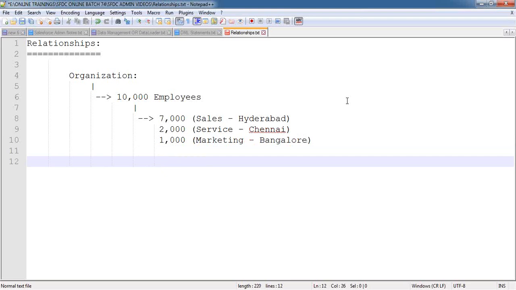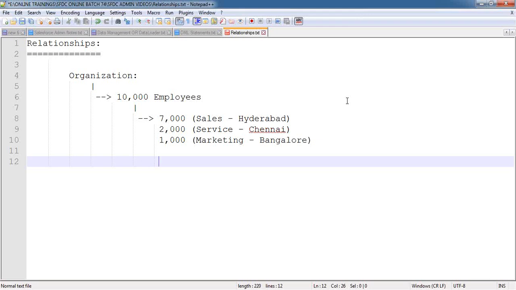So these are the 3 departments as part of my organization, and all these 10,000 people are working in these departments. Out of this 10,000, 7,000 people are working in the sales department in Hyderabad. 2,000 employees are working in the service department in Chennai. 1,000 people are working in the marketing department in Bangalore. Now all these 10,000 people are working very fine.